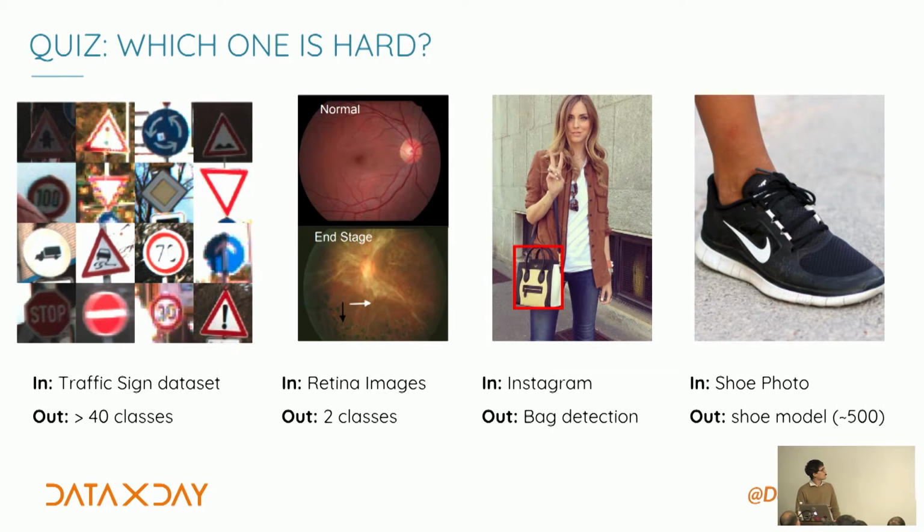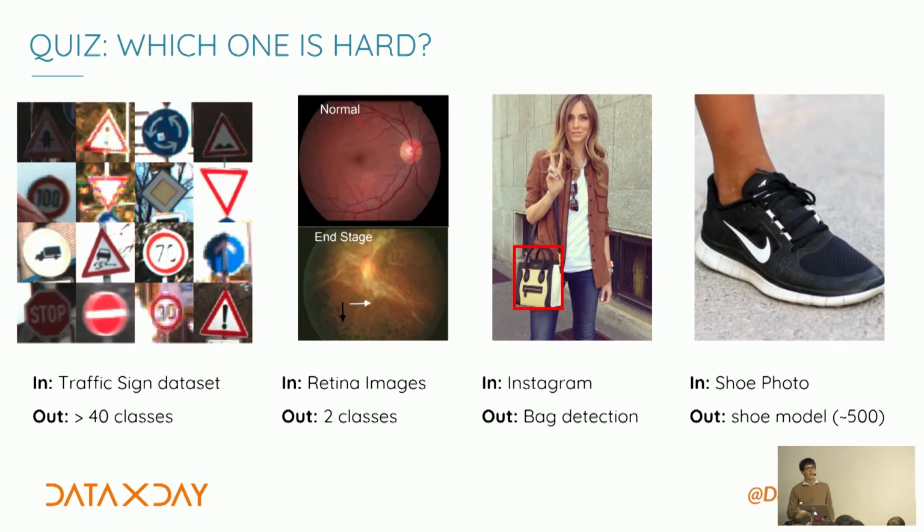This one, the input is the traffic sign data set, and the output is 40 classes of different signs. The second task is diabetic retinopathy. It's a disease that you can accurately see from a picture of the retina. So the input is retina images. The output, to simplify here, is just, let's say, sane or the person has the disease. The third one is you have a random picture from Instagram. You have to detect the handbag. And the fourth would be you have a photo of a shoe. You have to detect which model of shoe. So this would be, I don't know, Nike something, Nike Air something.